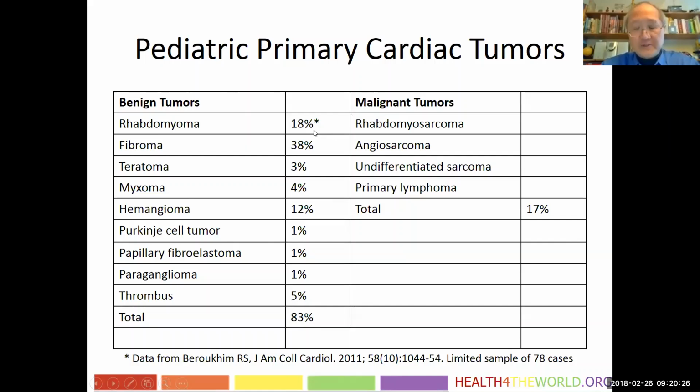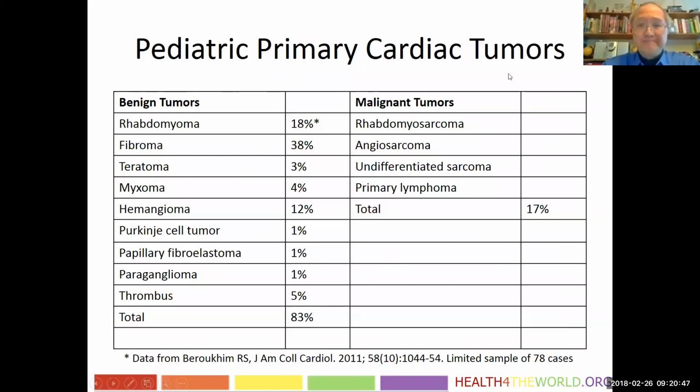But I think for most people who experience cardiac tumor imaging, we'll say that rhabdomyoma probably is the top of the list. Fibroma, and then teratoma for children. And then on the malignant side, rhabdomyosarcoma is the more common one. Fortunately, they are very rare, so it's not a common entity.